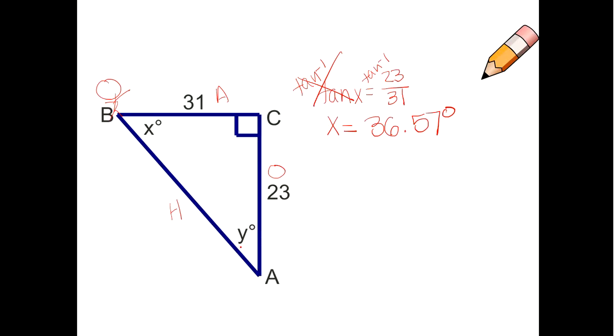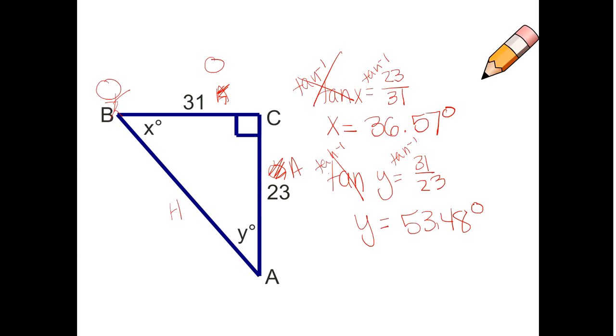Let's try y now. Now y, notice, is coming from a different angle, so I do have to change my O and my A around. Just because I'm coming from this angle, so my O would be over here, my A over there. So looks like I'm looking at tangent again. So tangent of y equals 31 over 23. Inverse tangent of both sides to get the y alone. So I get y equals inverse tangent of 31 over 23, which is 53.43. Oh, 43. My bad, guys. Didn't read the right number. There we go. Those are my two angles of my triangle.